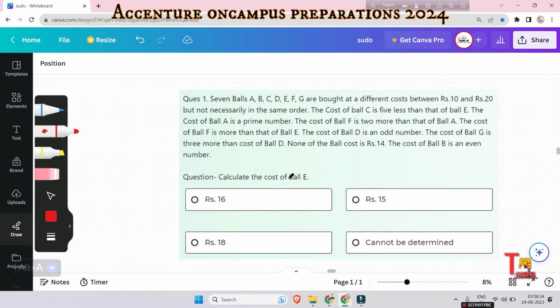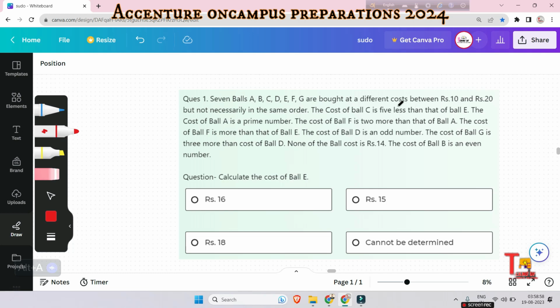So calculate the cost of ball E. So what are the conditions? Actually, you can use the elimination method, and you can also use the trial and error method, so that it can be easy. I mean, this is the best trick for this type of problem. So let's check what the conditions are.